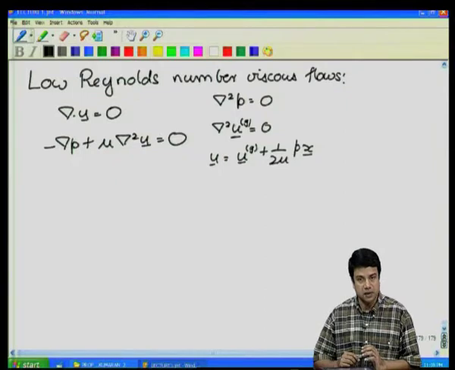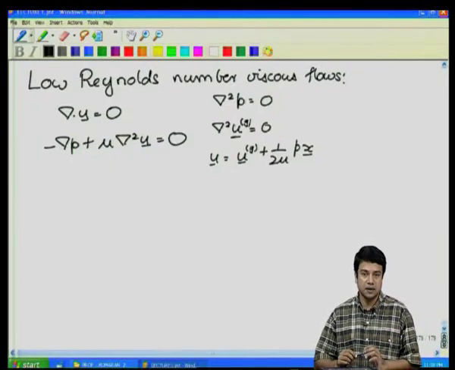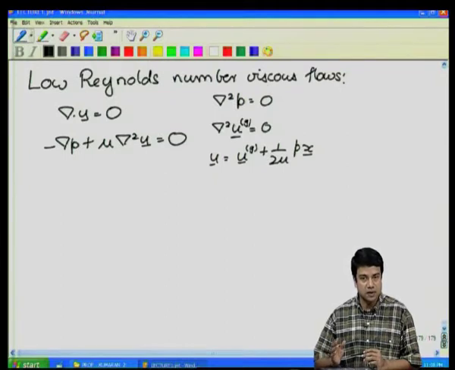These decays are general in the sense that they are applicable to any shape of object. There will be higher order terms, of course, which we have neglected, but the slowest decaying term, if there is a net force on the object, has to go as 1 over r. If there is no net force, it has to go as 1 over r square if there is a net force moment, and so on.